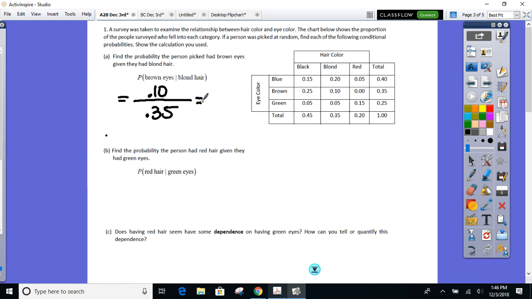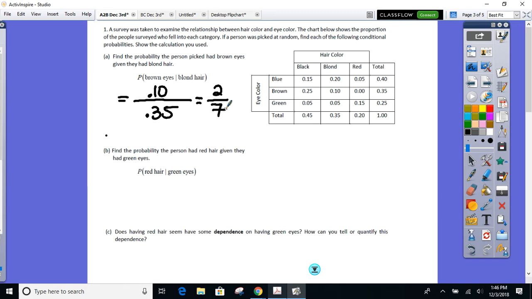I wouldn't leave it like that. Try to leave it as a decimal or a fraction. I left mine as a fraction, 2/7. Was that 0.28? Anybody? As a decimal? Okay. So about a 28% chance that you have brown eyes given you already have blonde hair.